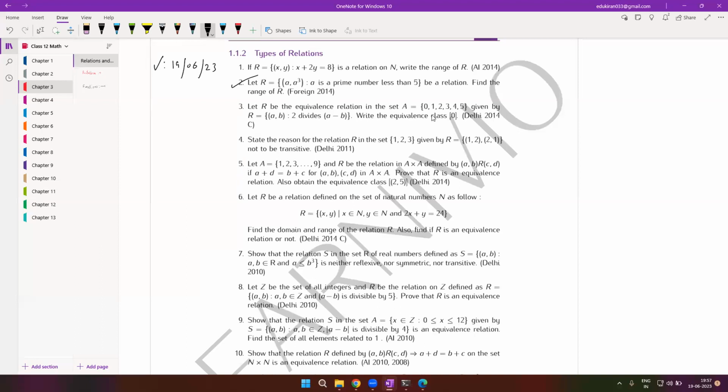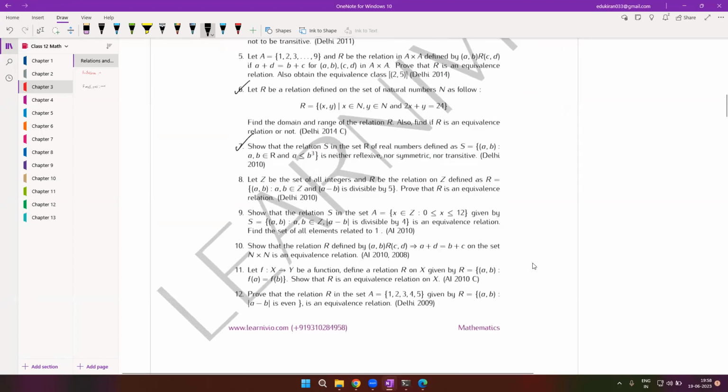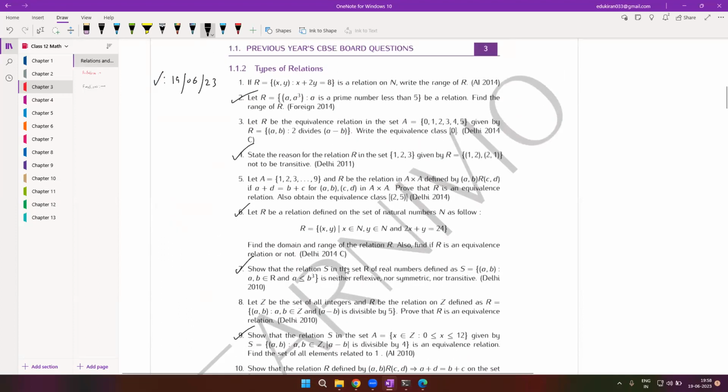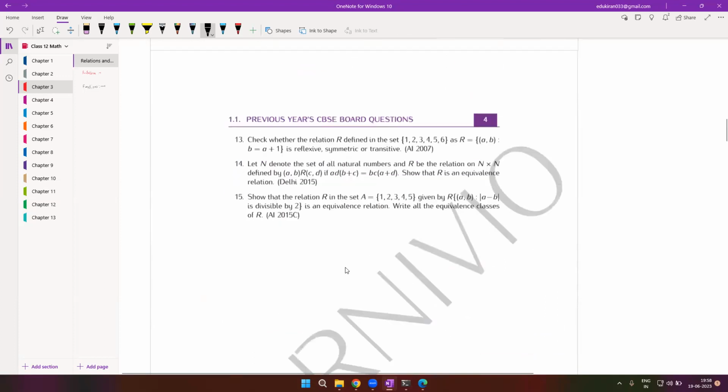So equivalence class is not in our syllabus. Don't worry about this. Two, 4, 6, 7, 8, 12.